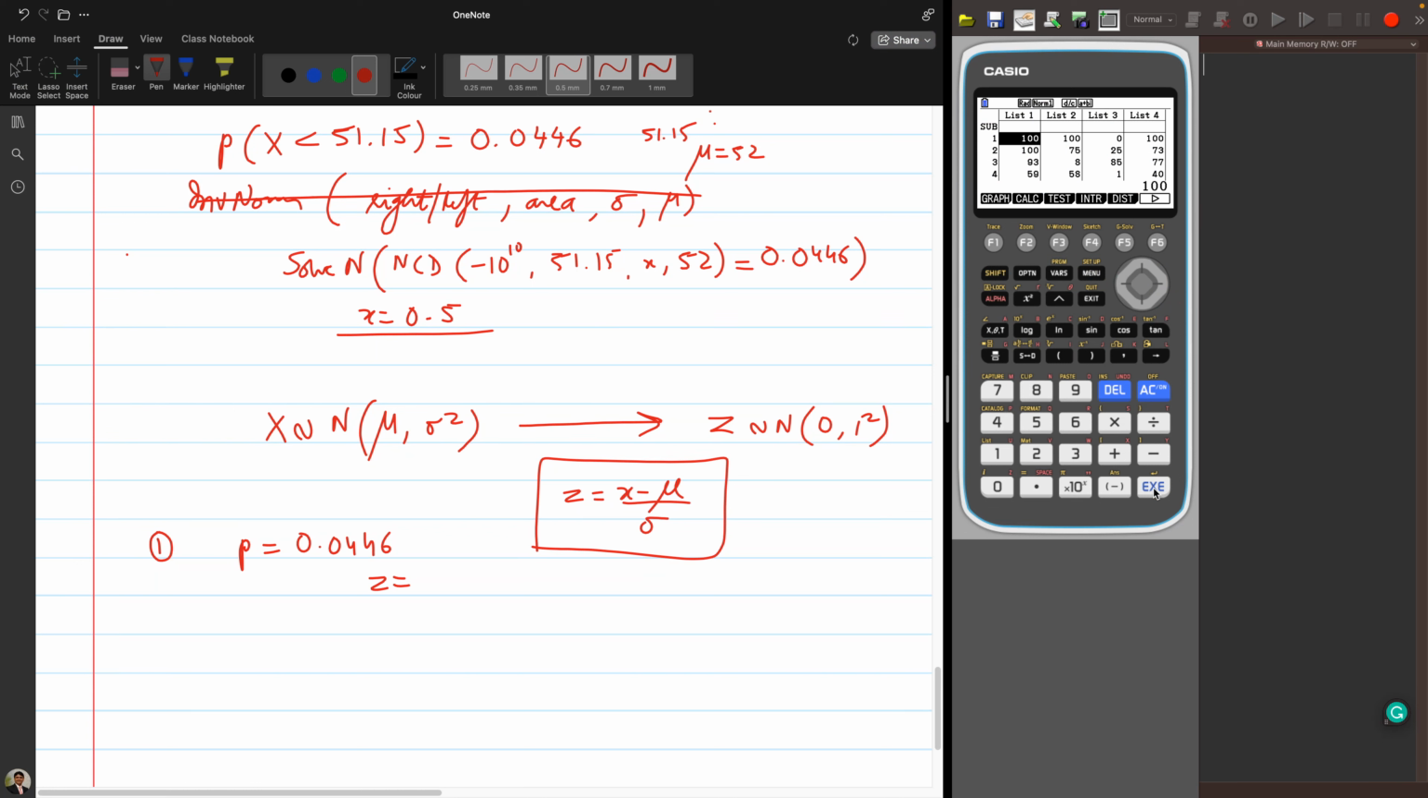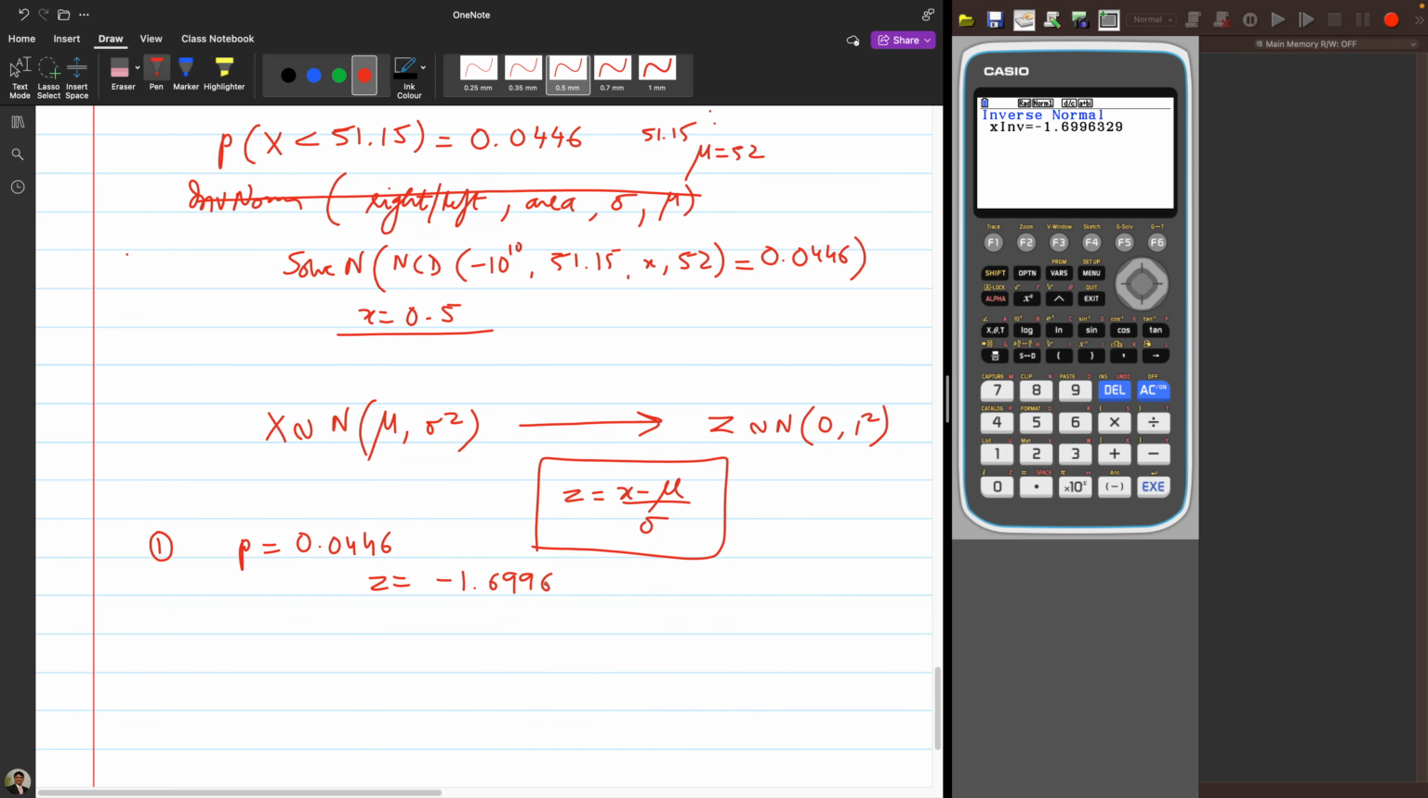Statistics, distribution, normal, inverse normal, left tail, correct? Area 0.0446, standard deviation 1, because it's a z distribution we're doing here, so the standard deviation is 1 and the mean is 0. We find a value. This will be my what value? Z value. 6, 9, 9, 6. You can take more significant figures, but this much is enough.